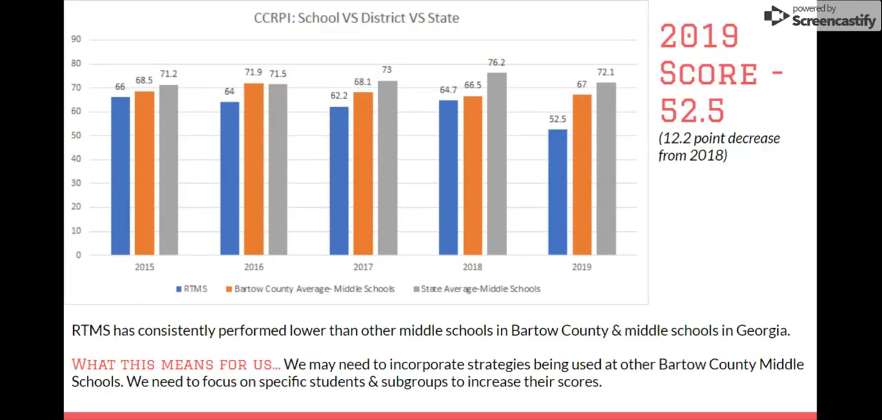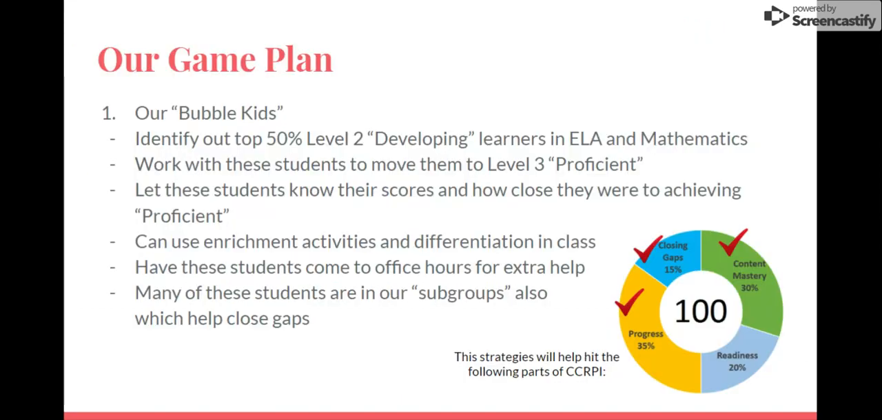Our CCRPI scores have been consistently lower than Bartow County schools and middle schools in Georgia. And again, our decrease was a 12-point decrease, so now our score is a 52.5, and that is out of 100. So we need to look at strategies that are being used in other Bartow County schools, and our game plan is to focus on specific students and subgroups to increase their scores.